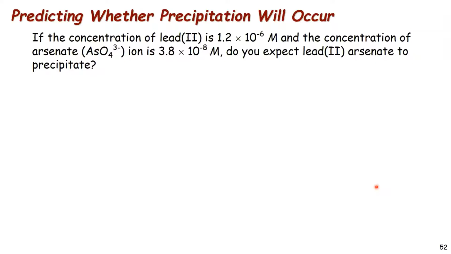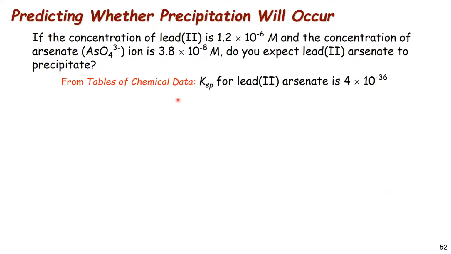Well, same way you would determine whether something's an acid or a base. In this case, you're just going to look up the KSP value. If it has a KSP value, it must be an insoluble salt and must be a weak electrolyte. So I'm simply going to look up the KSP value for the lead 2 arsenate that would form. From the tables of chemical data, the KSP for lead 2 arsenate is 4 times 10 to the negative 36. So not very soluble at all.